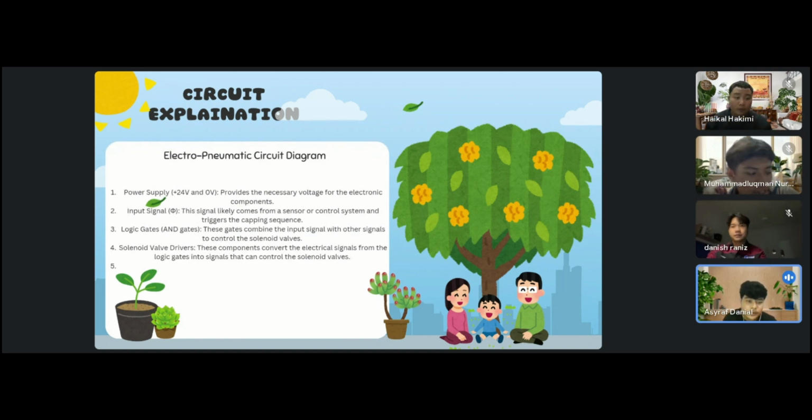And for the second one, the electro-pneumatic circuit diagram. First, the power supply, which is 24 volt and 0V.